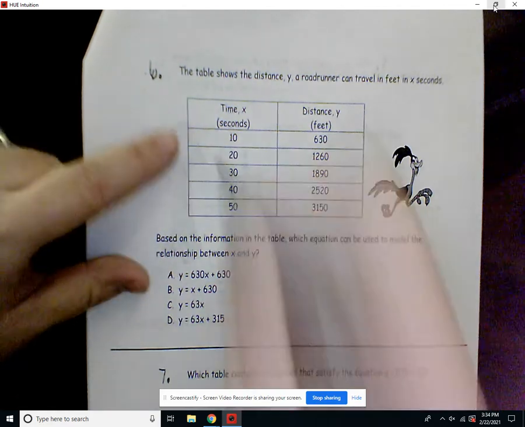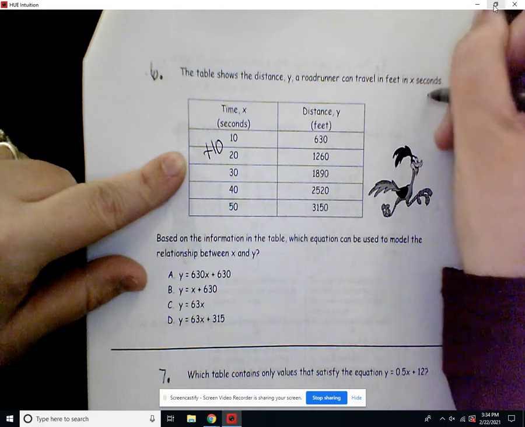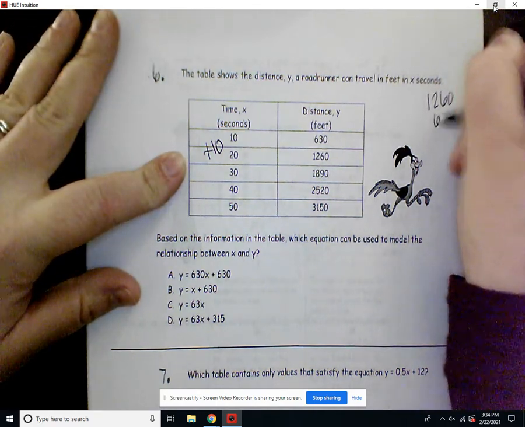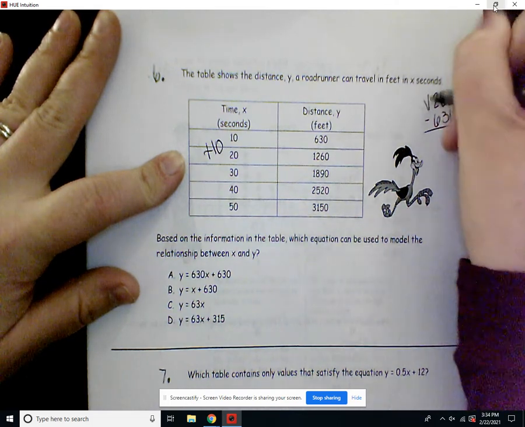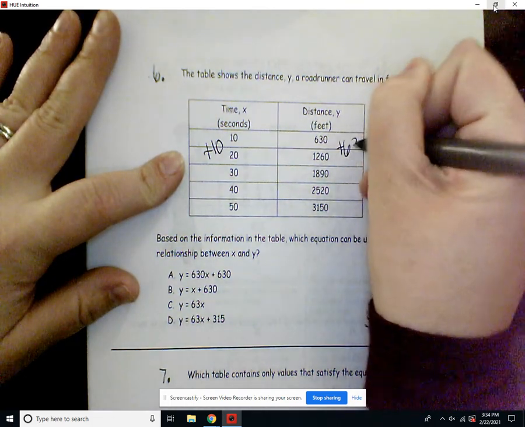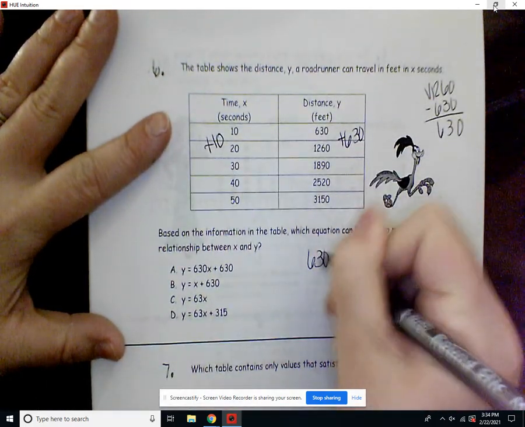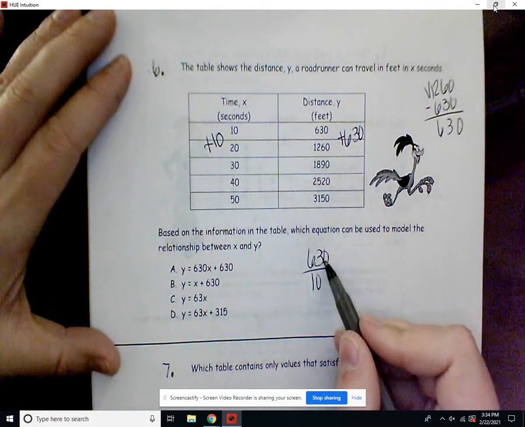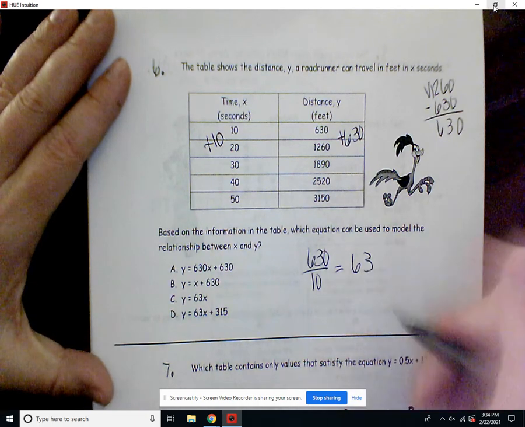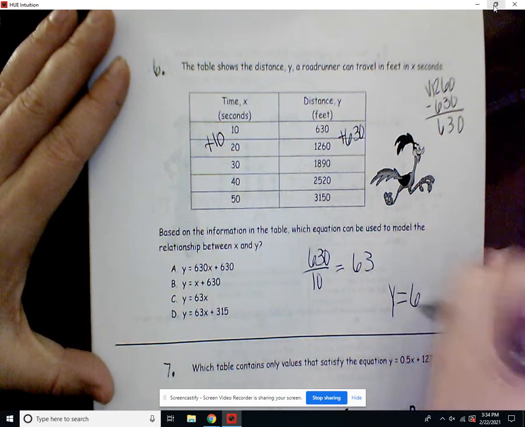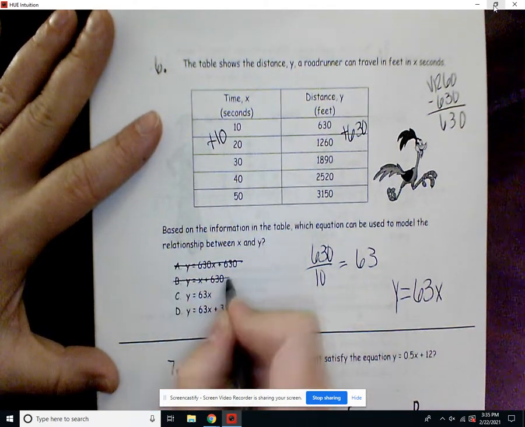So remember, we find our pattern. We are adding 10 to the left. And then on the right side, we're going to subtract the 2 to see how much we are adding by. Okay, so then we'll take our y over x, which is 630 over 10, which is 63. So our equation is y equals 63x. So that means we can mark off A and B.